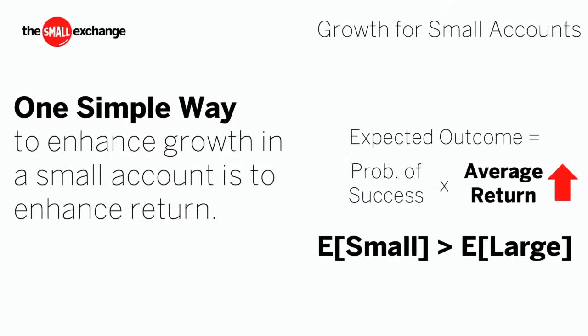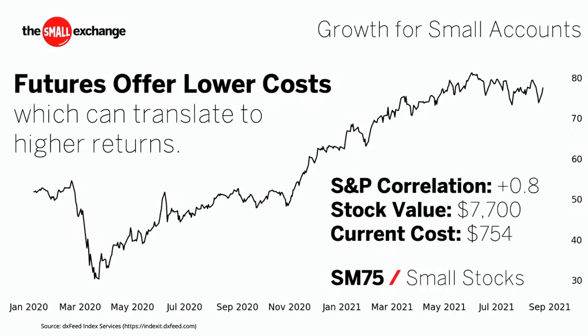Now, the simplest way for us to enhance our growth in a small account is simply to enhance that return. How can a small account beat that expected outcome of the larger account? Well, simply beating the average return is a really good start. This is why I love to lay things out in relatively simple equations where you've got two parameters. If I need a higher output, all I need to do is try to jump up one or both of those parameters to get to that higher output. Now, this is where futures come in.